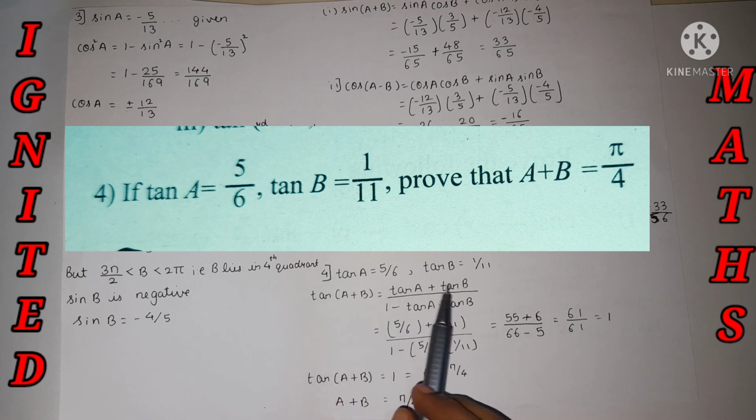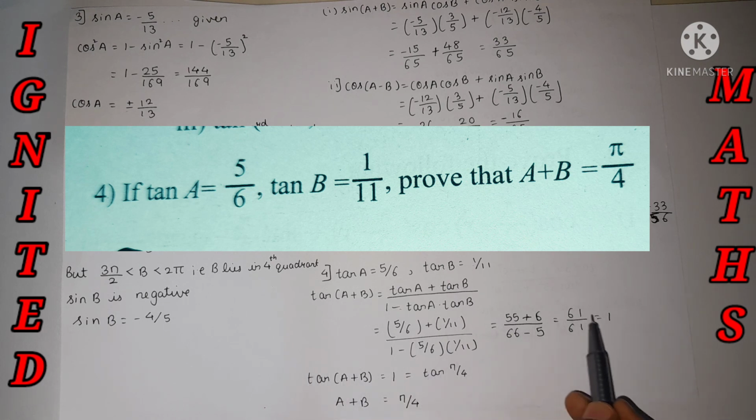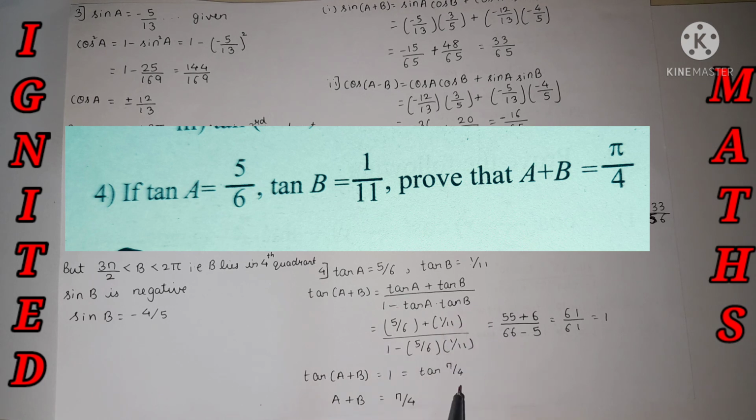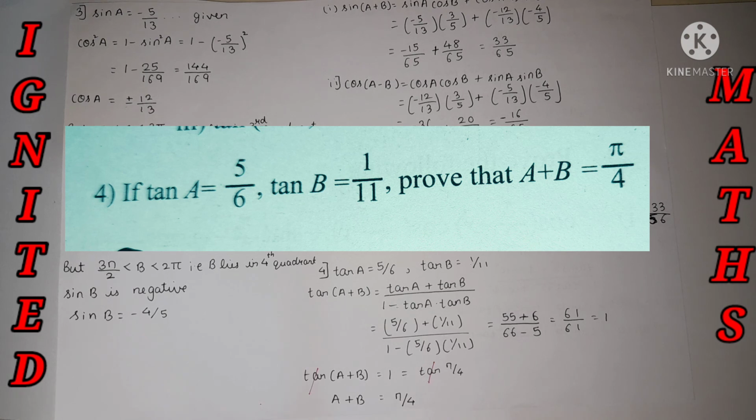Tan of A plus B, can we apply the formula? All the values are given in the question. So we just put them in, and afterwards, while doing the calculation, we got the answer as 1. It's nothing but my tan pi by 4 value. Yes, so can we get the relation? Tan of A plus B is equal to 1 is equal to tan pi by 4. It's nothing but A plus B is equal to pi by 4. Yes, we have proved it.